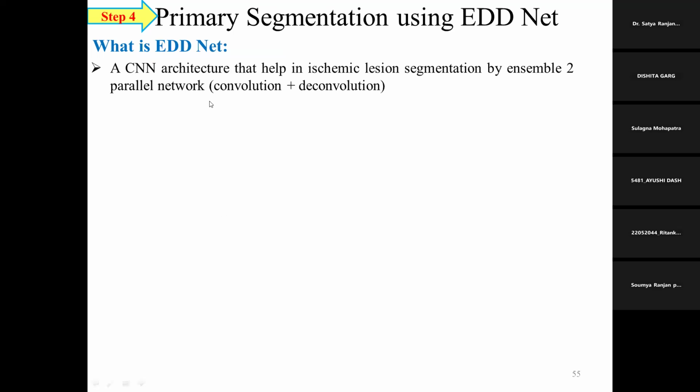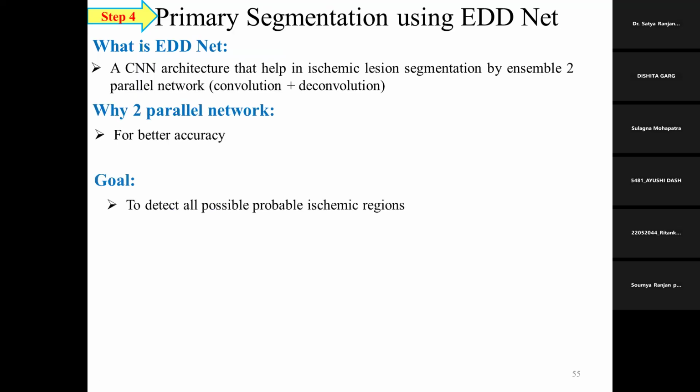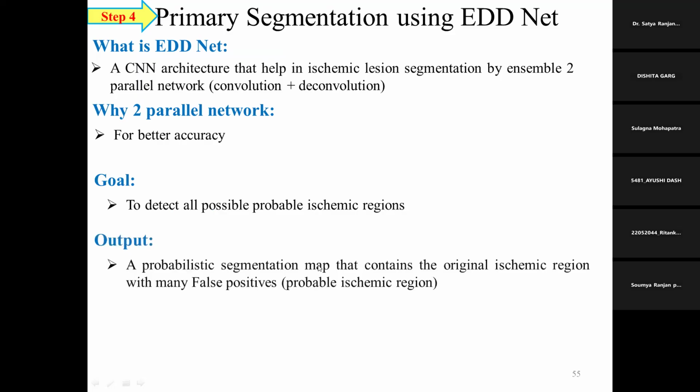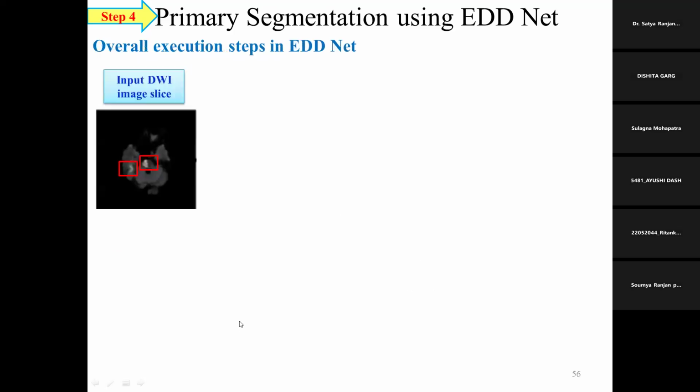So what is that EDDNet? It is a CNN architecture for ischemic lesion segmentation made of two ensemble parallel networks, convolutional and deconvolutional. So why are they using two networks? We need to say for better accuracy. The goal is to detect all possible probable ischemic regions, and as output you will get a probabilistic segmentation map that contains the ischemic region as well as many false positives.